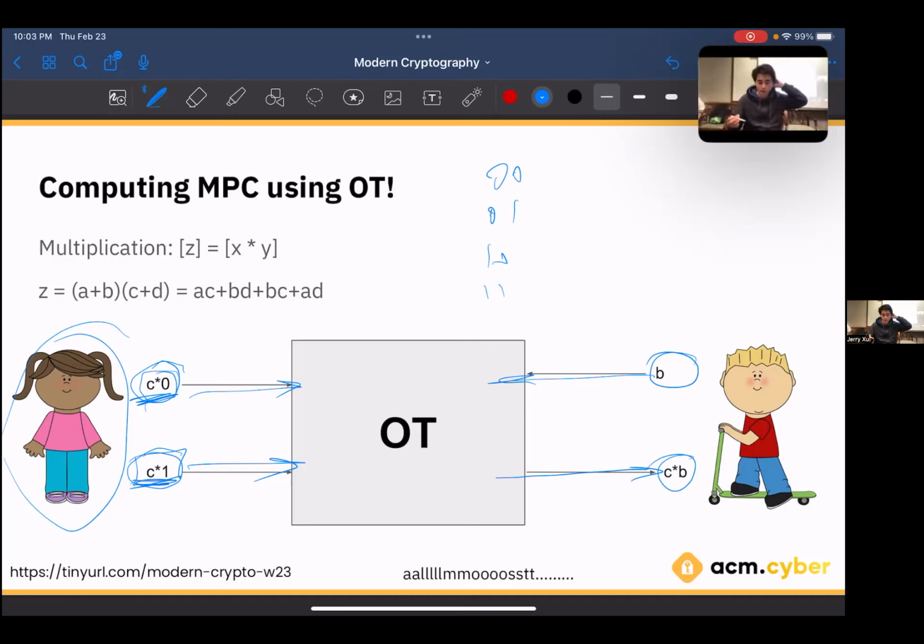So this is almost right. It's bad for a very key reason that might not be that obvious. But what could Bob learn from this? Any ideas? Imagine Bob has a 1. What does he learn? If B equals 1, then C times B is going to be equal to C, right? So if B equals 1, then every single time, Bob is going to learn Alice's input, and that's going to give away a secret share, which is bad news.